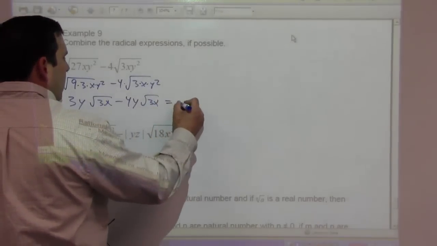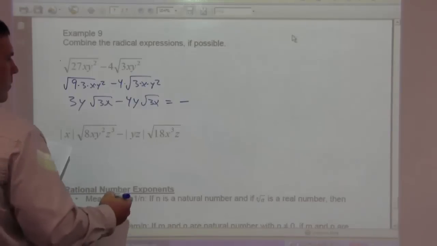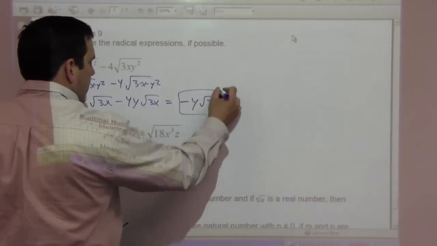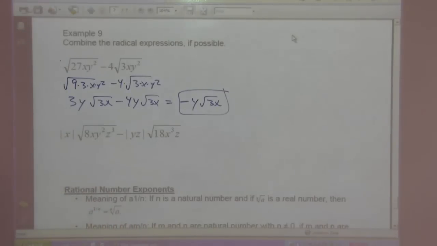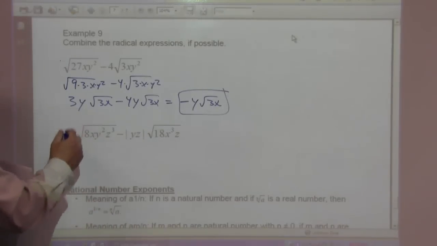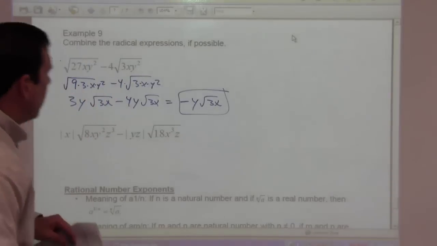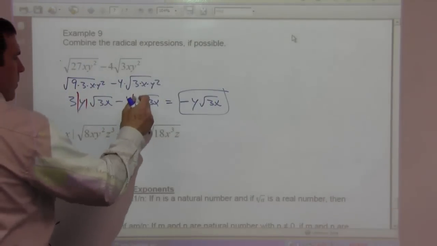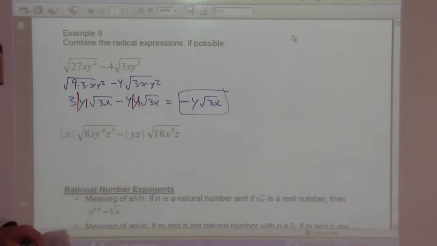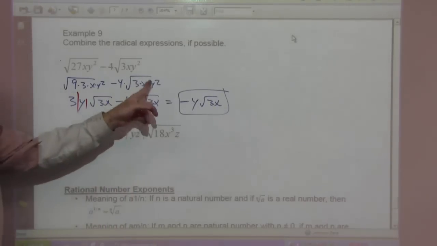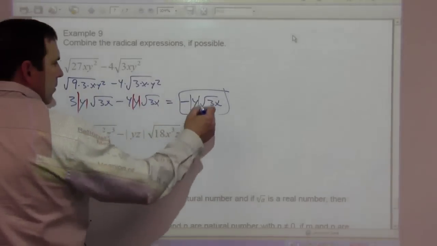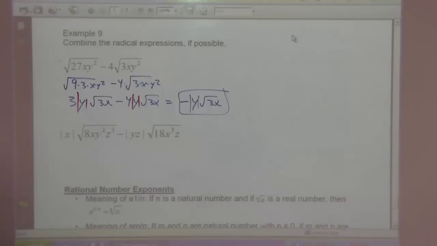That's going to be negative y times the square root of 3x. Now, to be technically correct, I probably should have put absolute value signs around the y because it was a variable, the square root of the variable. So if y is negative, the negative squared became positive when we squared there. Either answer, I wouldn't mark off on that one.